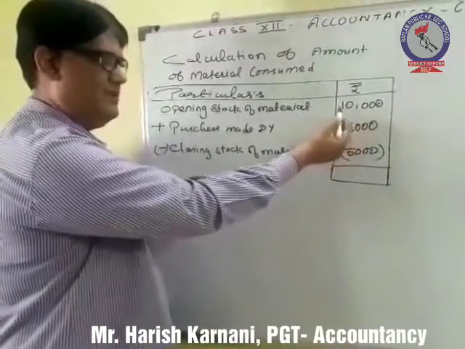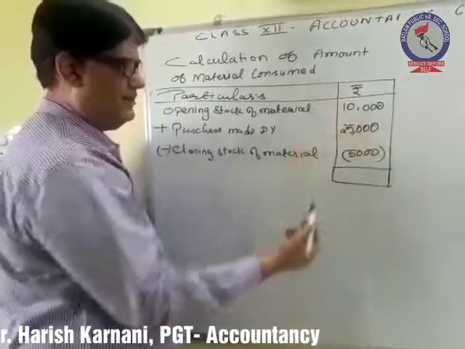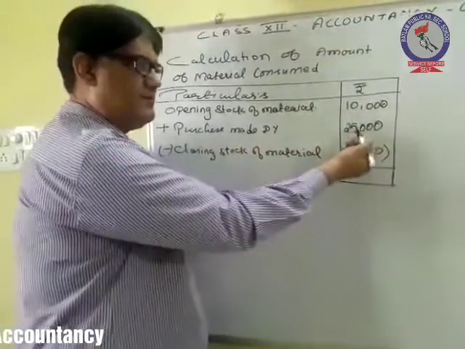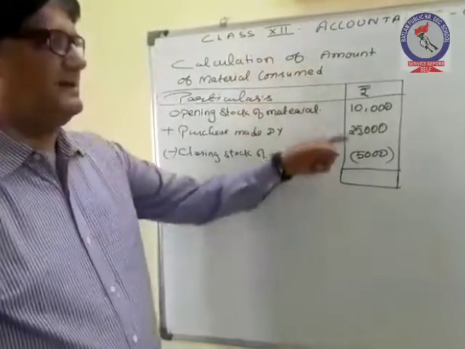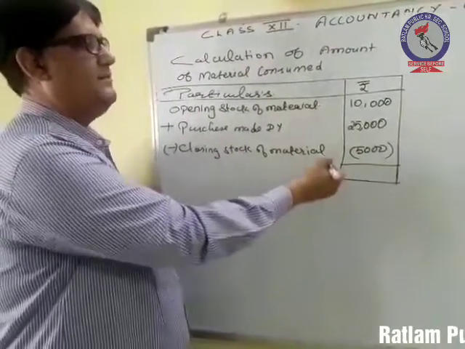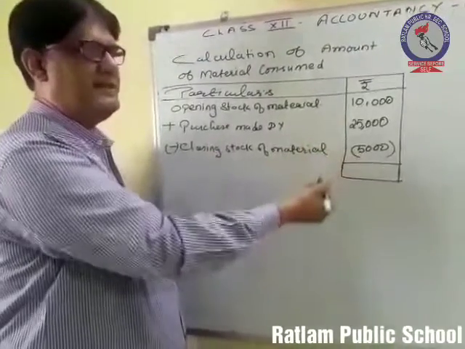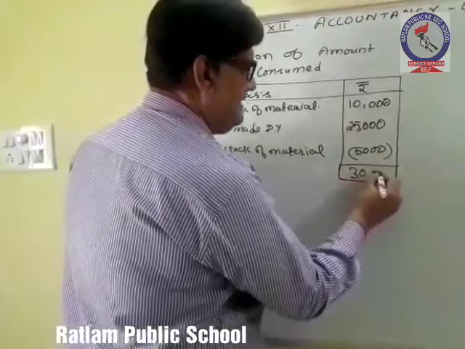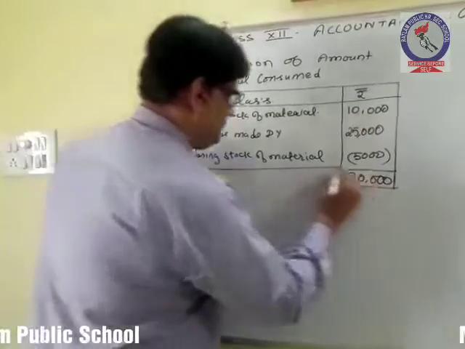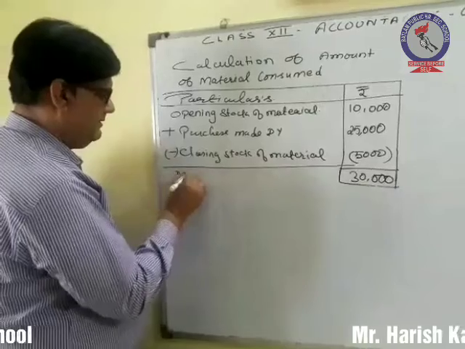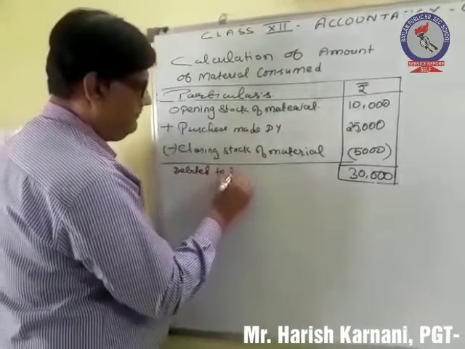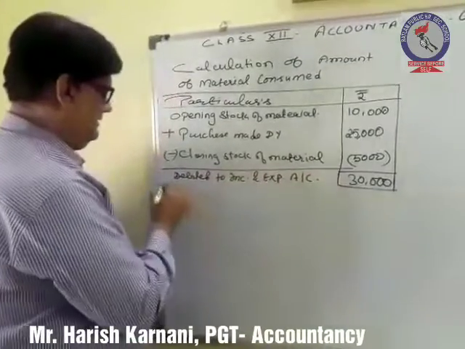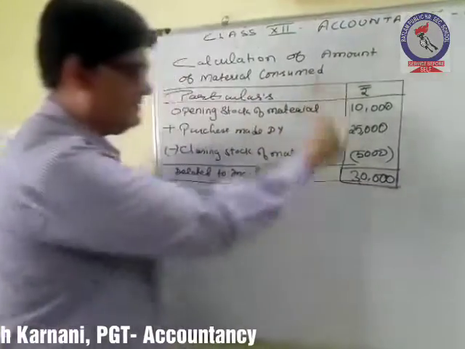Opening stock of material was already there with us, that was 10,000. During the current accounting year we have purchased material worth rupees 25,000. So this becomes 35,000, and at the end 5,000 rupees material was still there with us. So total material consumed during the year becomes 30,000 rupees, which is to be debited to income and expenditure account. So this is the simplest calculation.